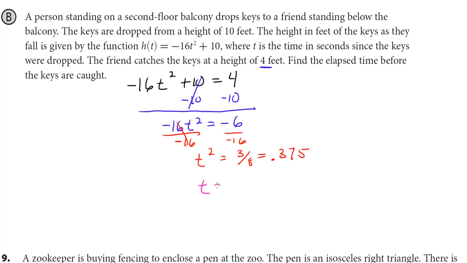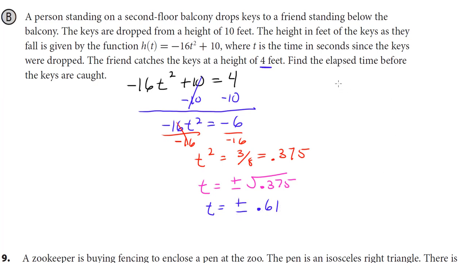So t is equal to positive or negative radical 0.375. And the square root of 0.375 to the nearest hundredth is going to be t equals positive or negative 0.61. And again, in this situation, it's a real life situation, we cannot measure time in negative seconds. Therefore, negative 0.61 doesn't make sense.